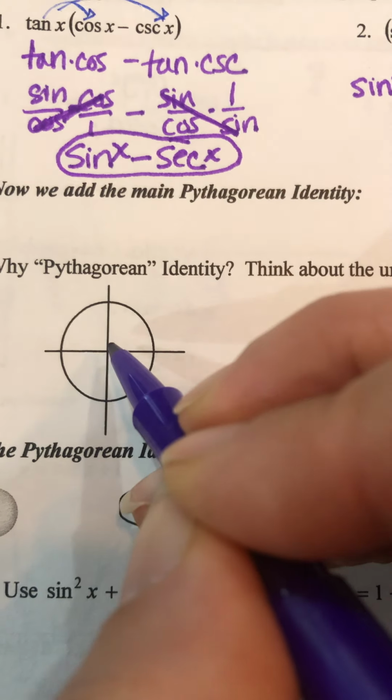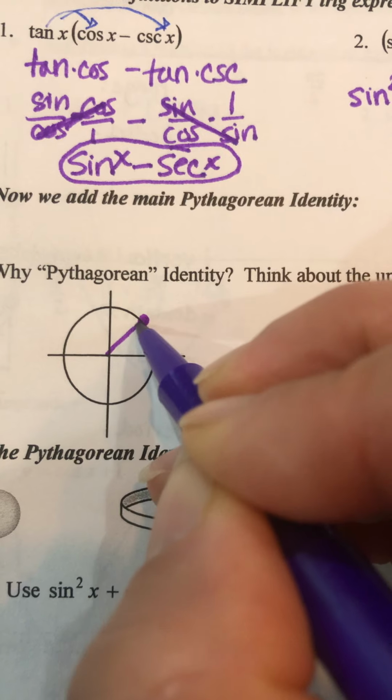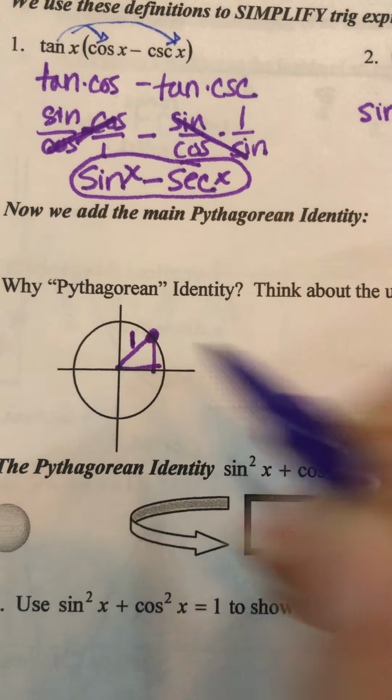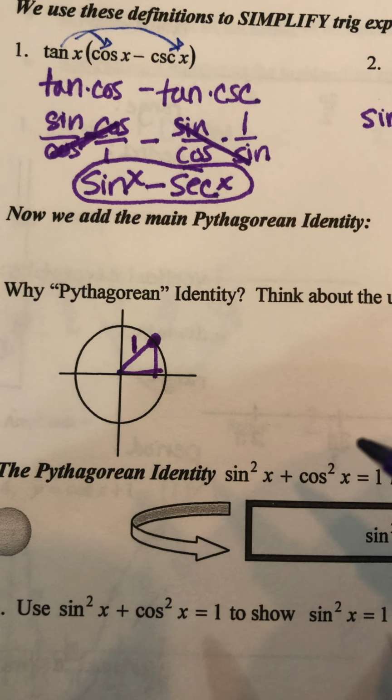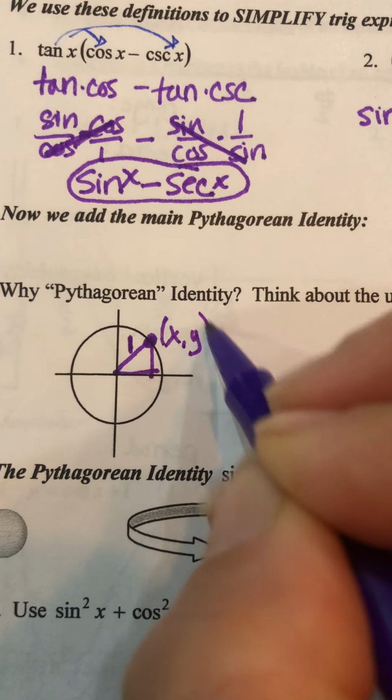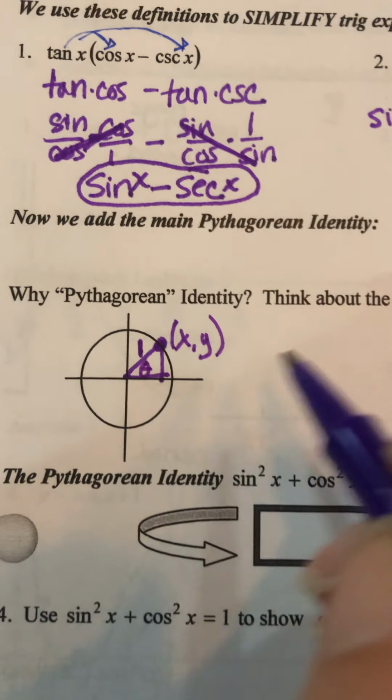So you might remember the unit circle, right? Do you remember what the radius of the unit circle is? You're right, radius is 1. Do you remember what the x and y stand for in relation to the angle?